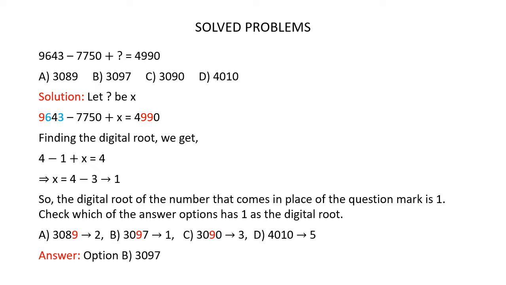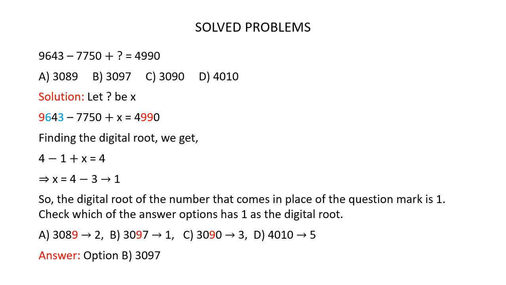Let's find the digital root of these numbers. So here 9 can be ignored. 6 plus 3 is 9. So those two digits also can be ignored. So you're left with 4 here. Minus 7 plus 7 is 14. 14 plus 5 is 19. And 1 plus 9 is 10. And 1 plus 0 is 1. So the digital root of this number is 1.